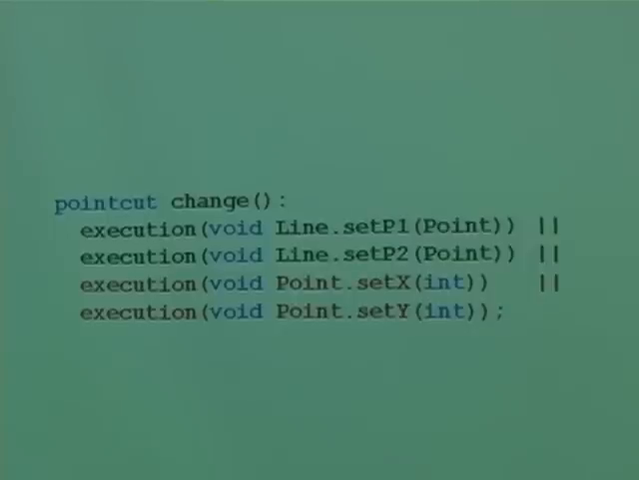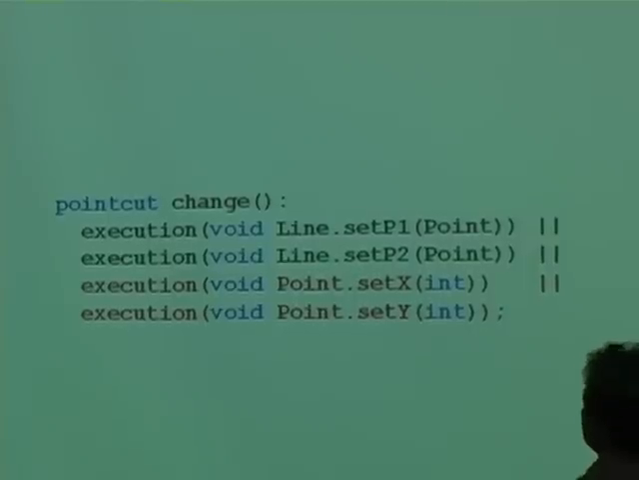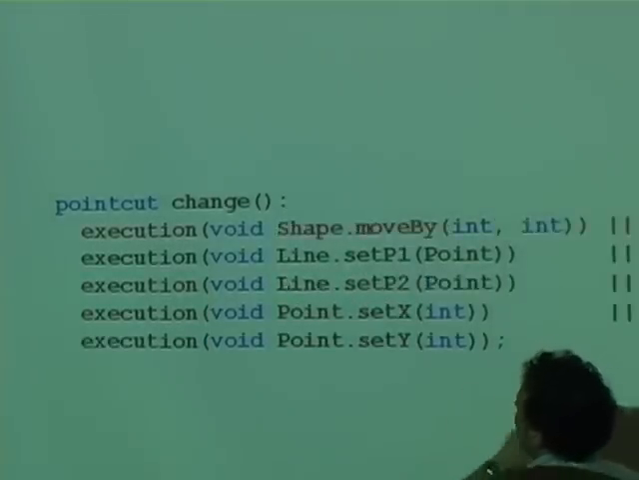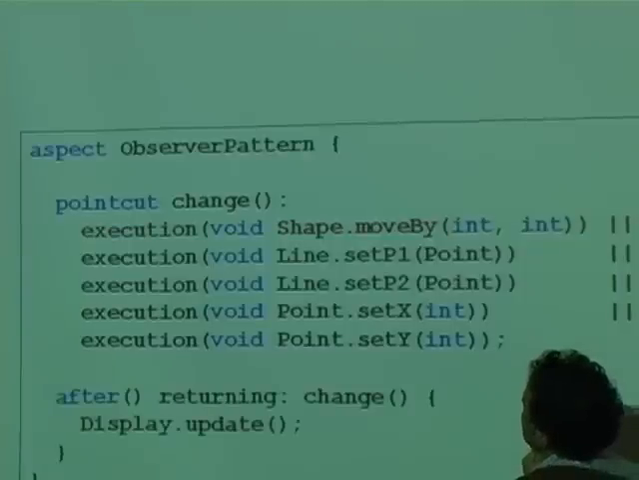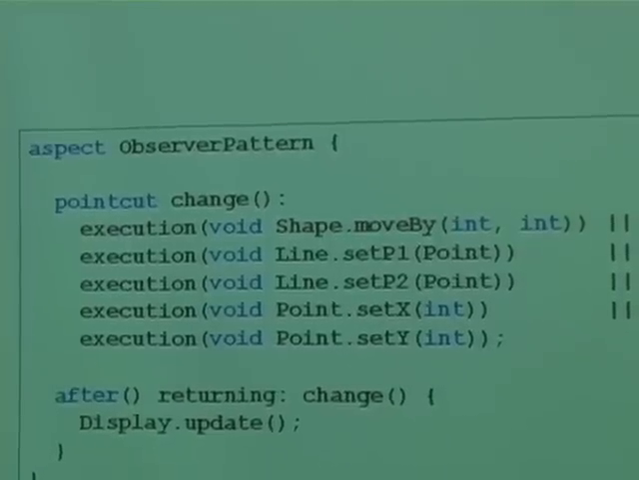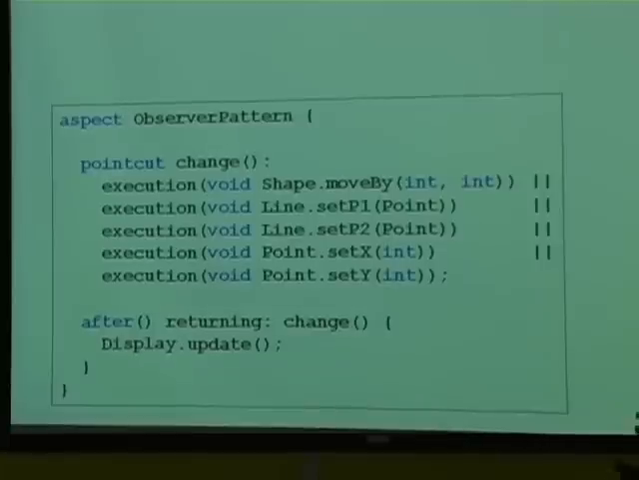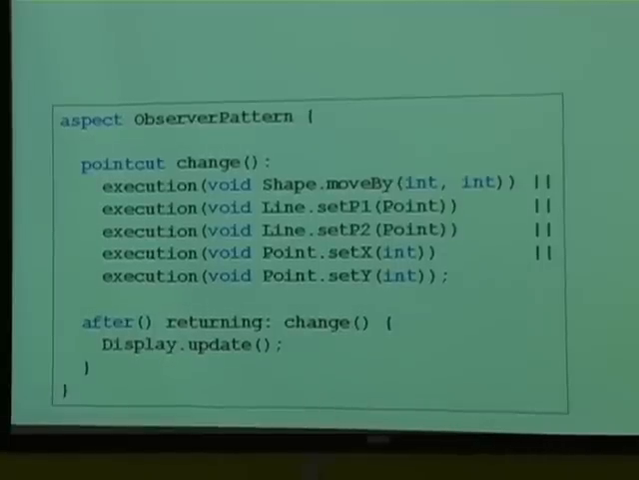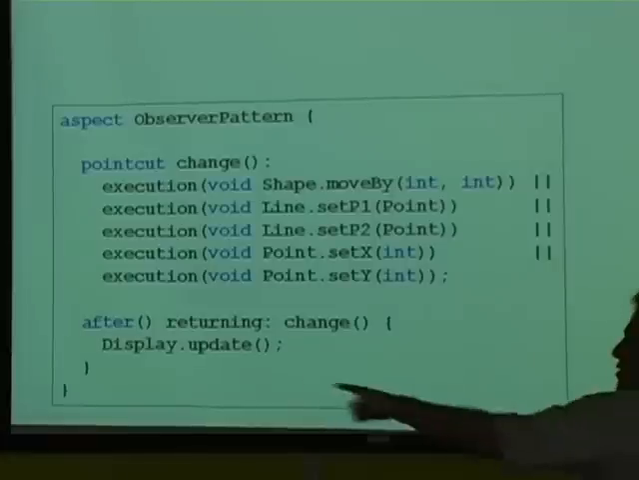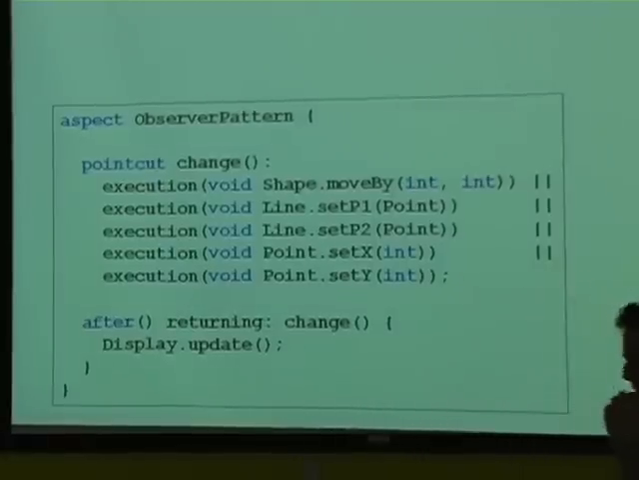Pointcuts, of course, don't have to be restricted to one class. I could build them up more and more and more. And here's a revised version of the observer pattern, which is now really capturing most of the observer pattern behavior for this application. I'll pause here for a second. Yeah. Is your question still?